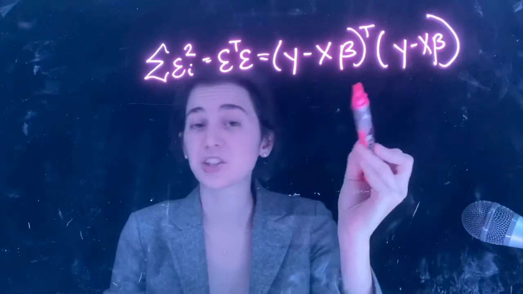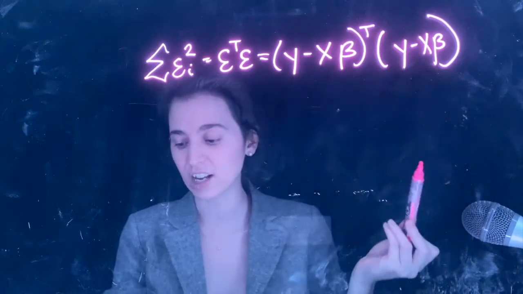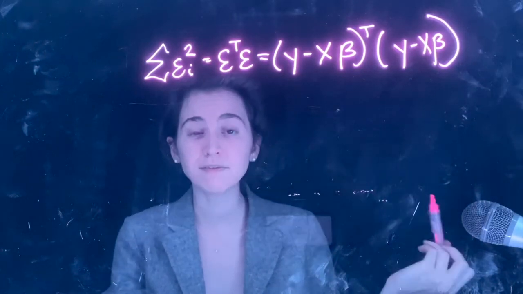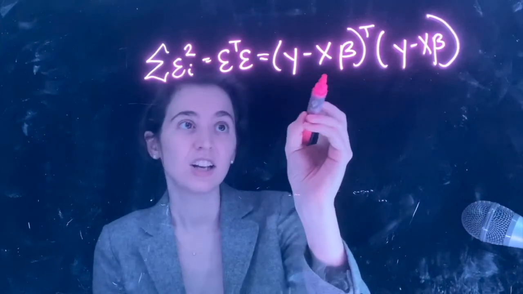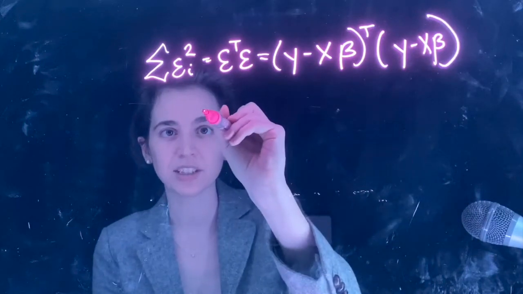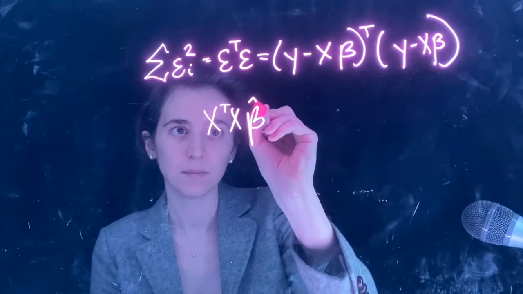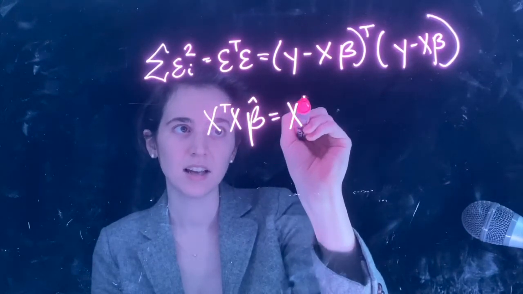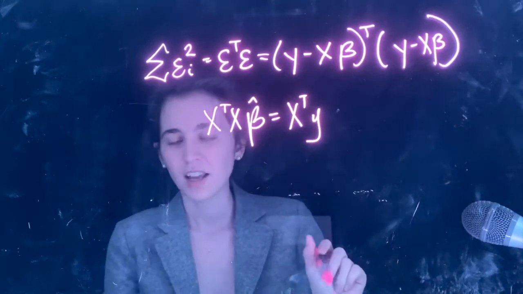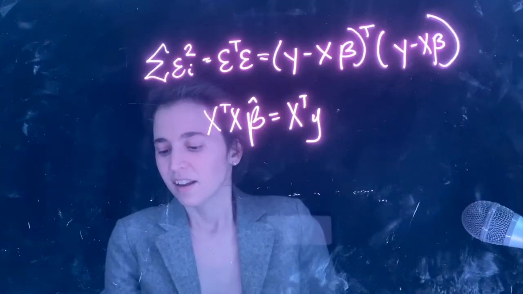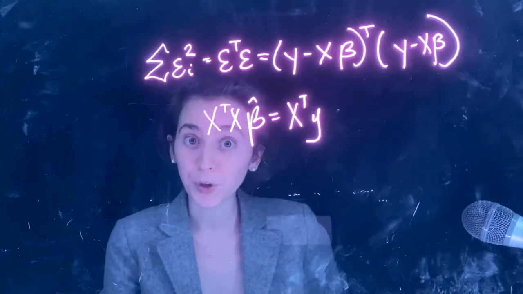So what we're going to do is take the derivative of this and set it equal to 0 and try to find that beta hat that satisfies it. So if I take the derivative of this and set it equal to 0, I end up with x transpose x beta equals x transpose y. And so now let's solve for beta. And these are called normal equations.